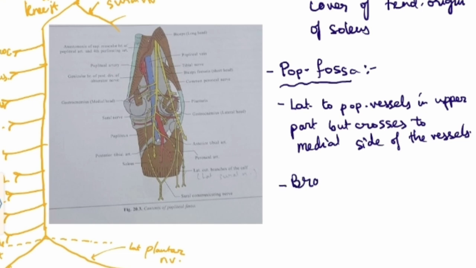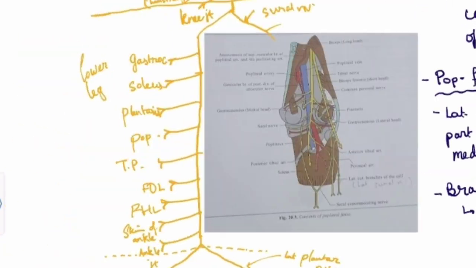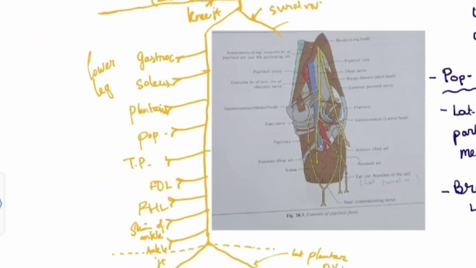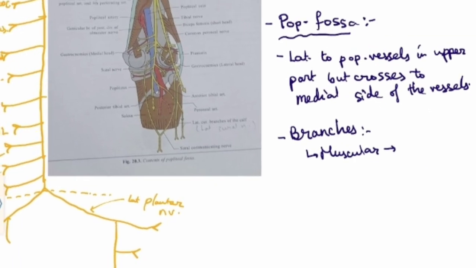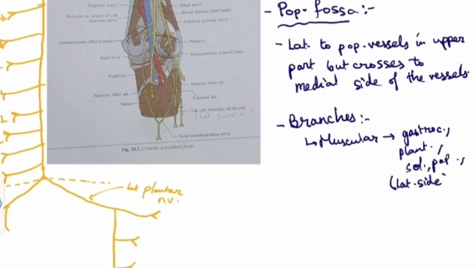Now, what are its branches in the popliteal fossa? Muscular. What are the muscular branches? Located just here. So what we can do is talk about them: gastrocnemius, soleus, plantaris, popliteus. These four. So we'll write about them: gastrocnemius, plantaris, soleus, popliteus. These are the branches from the lateral side.